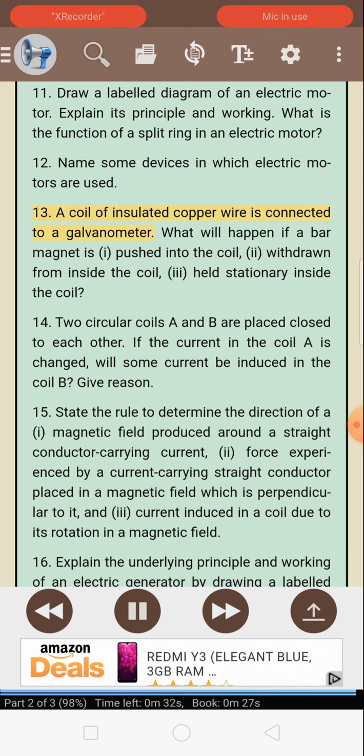13. A coil of insulated copper wire is connected to a galvanometer. What will happen if a bar magnet is (i) pushed into the coil, (ii) withdrawn from inside the coil, (iii) held stationary inside the coil?